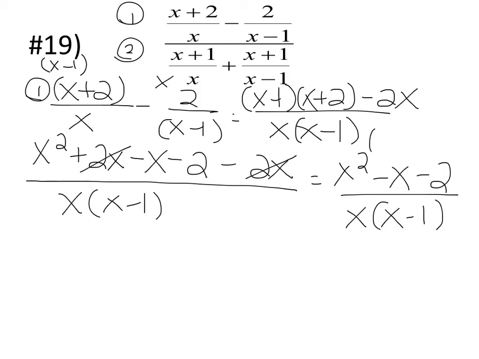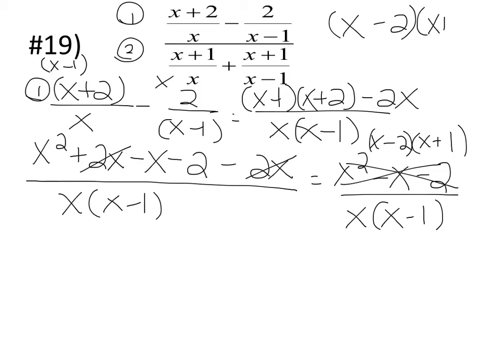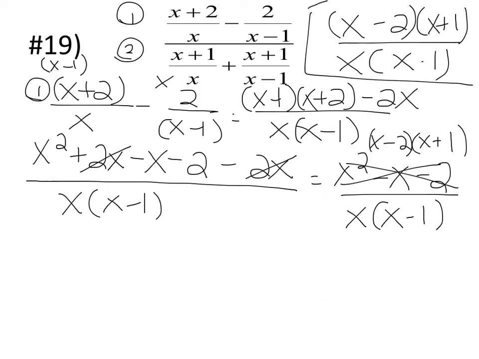Let's see if we can factor up here. We'll do x and x, plus and minus, 2 and 1. And so that would be x squared plus or minus. Yep. So this can factor. So your new numerator is x minus 2 times x plus 1 over x times x minus 1. That's your new numerator. Now let's find your new denominator.